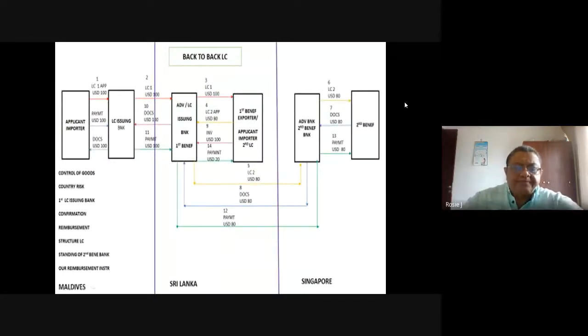Now back-to-back means, okay, the same way, Maldives, Sri Lanka. Now in the original transferable LC, the applicant importer issued an LC for $100 and it came to the advising bank, right? Now what did the Sri Lankan guy do? He said, you better transfer it for $8. Now in certain countries, you can't issue transferable LCs, right? They are not allowed. So then comes the story of back-to-back.